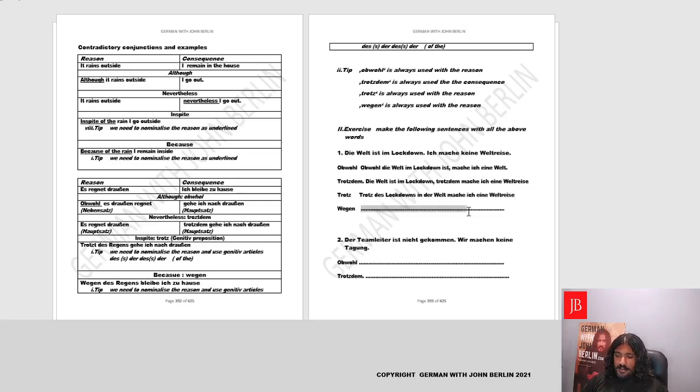Now this is a simple genitive preposition. It means wegen. So when I say genitive preposition, these are prepositions turned into words. They have been turned into nouns. Yes, that's the difference here. Okay, so we'll say because of the lockdown, I do not do a world trip. So wegen des Lockdowns in der Welt, yes, mache ich keine Weltreise. Perfect. Okay, moving forward, let's have a look at the next one.